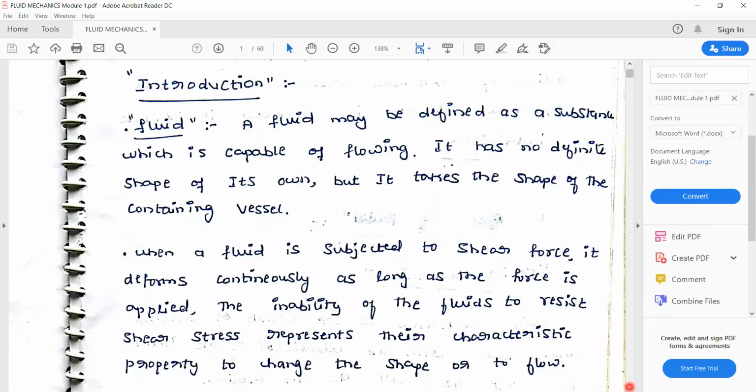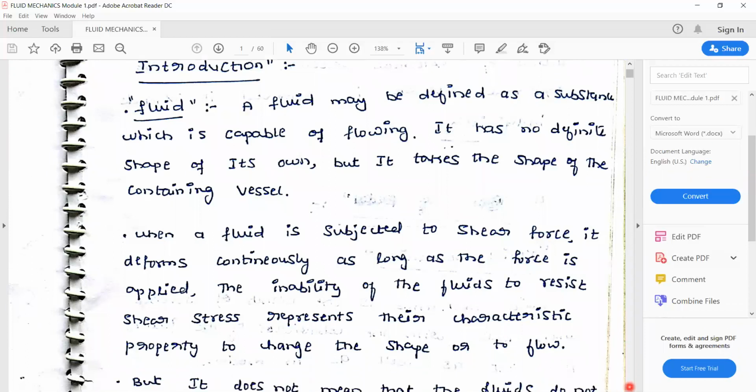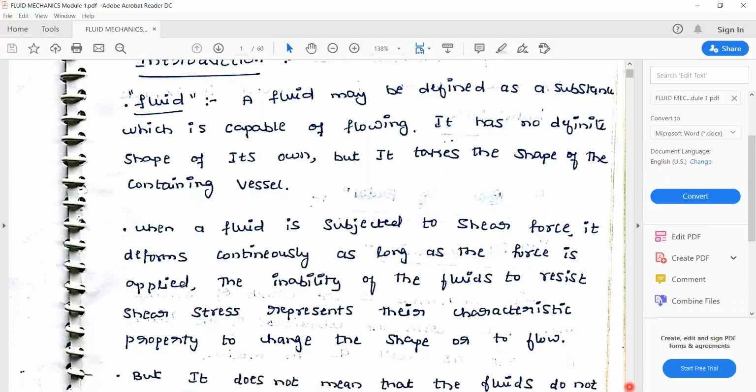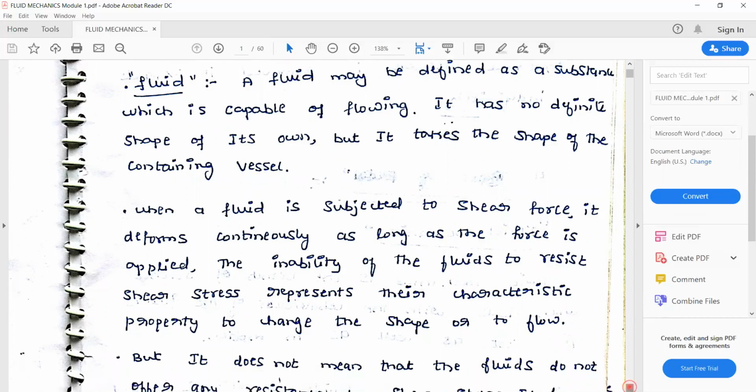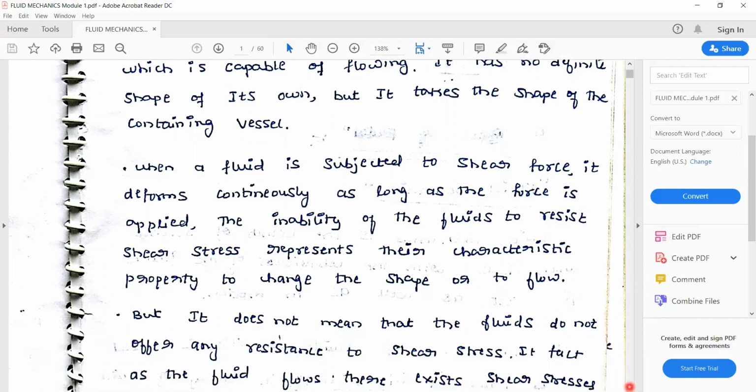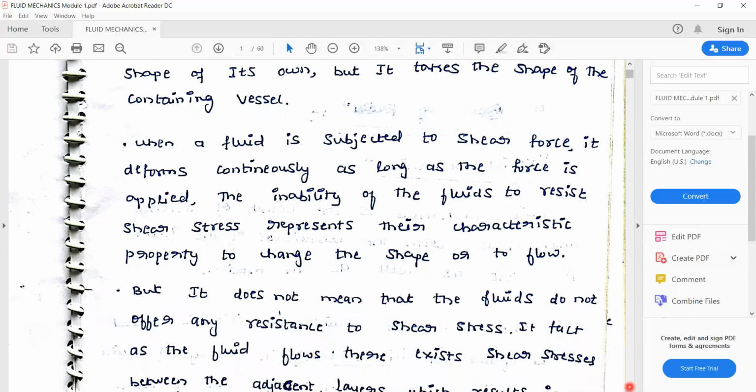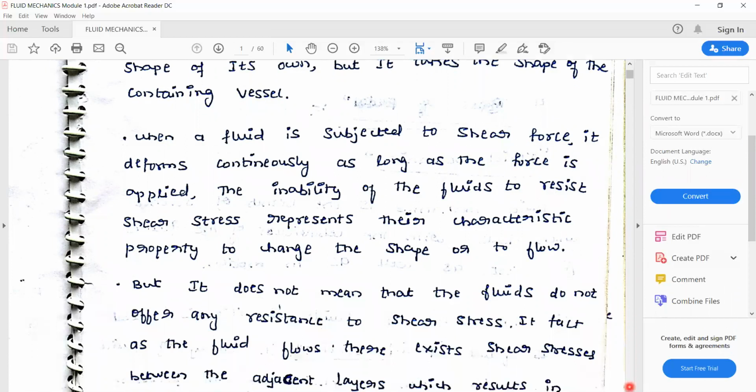Why? Because if you apply any pressure on a liquid, for example water or oil, you can't compress it easily. That's why we say all liquids are incompressible in nature. And gases you can compress very easily. That's why we call gases compressible in nature. And one more point I want to mention about fluids.